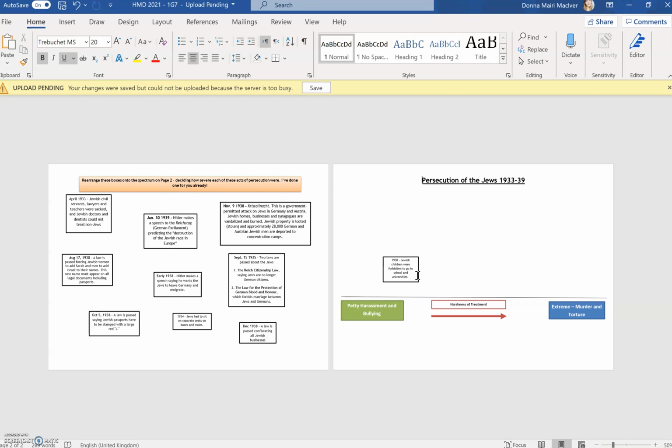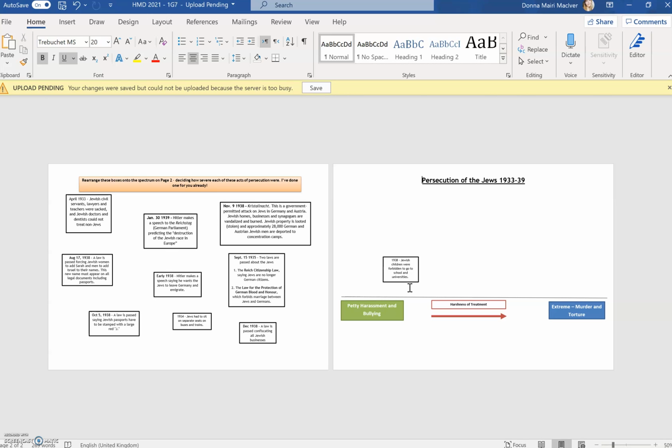So what you need to do is decide where on this spectrum of a line you think that was in terms of harshness. So what I will say is, even I struggled with this a little bit. It really made me think about, okay, where does that lie? One of the things that helped me when I was doing this was to think, okay, so what is the long-term impact of that?